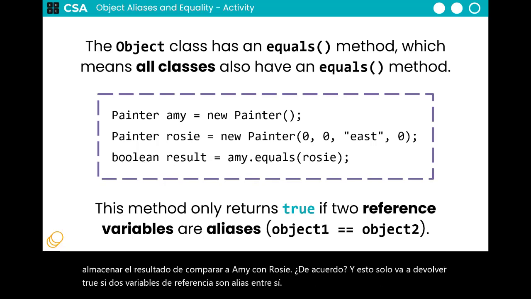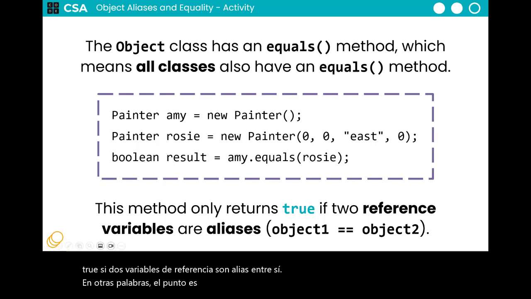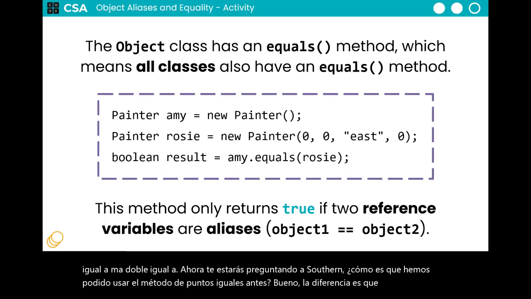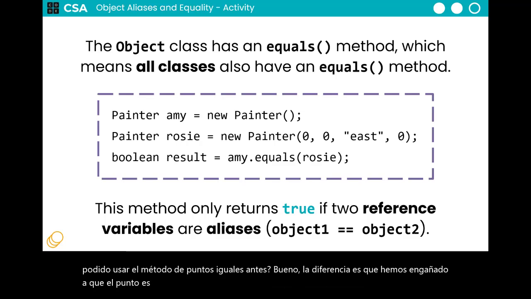In other words, the dot equals method does the exact same thing as a double equals sign. Now you might be asking, Southard, how come we've been able to use the dot equals method before? Well, the difference is we've kind of tricked the dot equals a little bit because remember we wrote accessor methods. So if I say get name, get attack power or whatever.